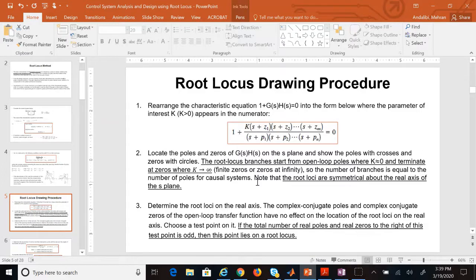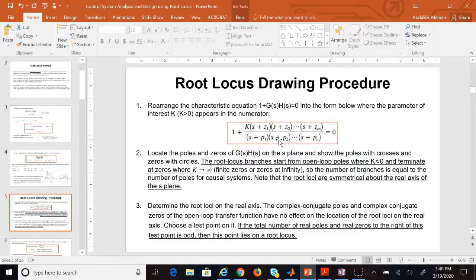Okay, now going back. So that's the meaning of item number 1. Now items 2 and 3. It says locate the poles and zeros of the GH, this term only, on the S-plane. Show poles with crosses and show zeros with circles. The root locus branches start at the poles and they would end at zeros. For what values of k? When k is 0, you start at the poles, and when k goes to infinity, they end up at zeros.